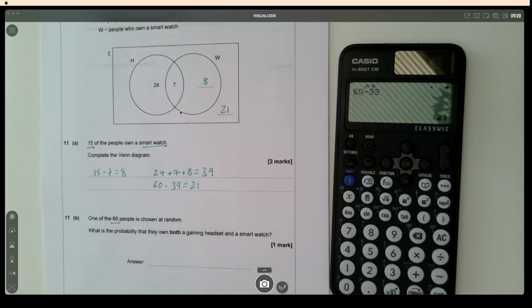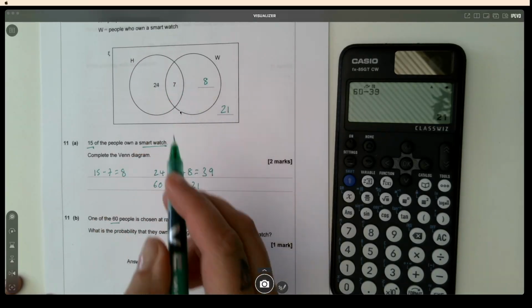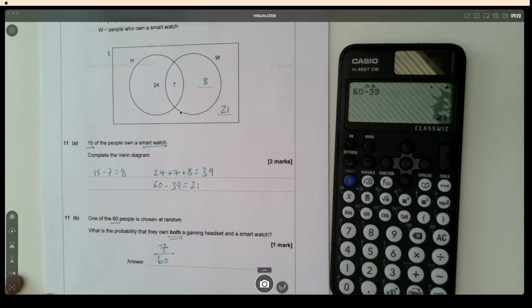One of the 60 people is chosen at random. What is the probability that they own both a gaming headset and a smartwatch? So we've got 60 people in total. So we're going to have 60 on the bottom of our fraction. And then we want those that own a gaming headset and a smartwatch. So that's this intersection in the middle. So we're going to put 7 on top. So it's 7 out of 60.